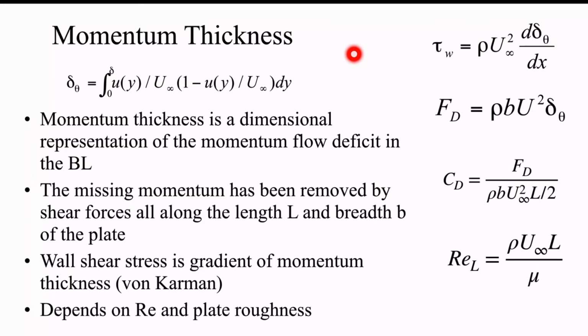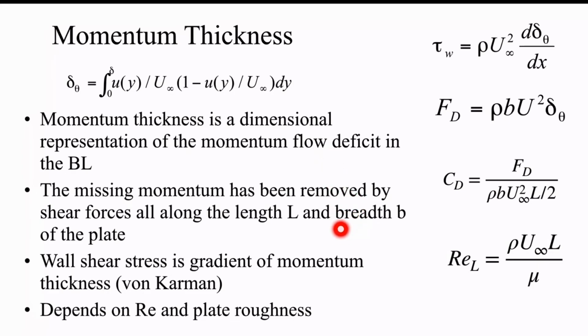Momentum thickness is another idea. It goes in the same direction, with us looking at not just how much mass we are missing and what's the associated dimension, but how much momentum we are missing. So in this case, we're going to be looking at the missing velocity component, and we're going to multiply it by the velocity. So there's the missing mass times the missing velocity. That gives us the missing momentum. And so the momentum thickness is a dimensional representation of how much momentum is missing in the boundary layer compared to what would be there if the flow hadn't been slowed down.